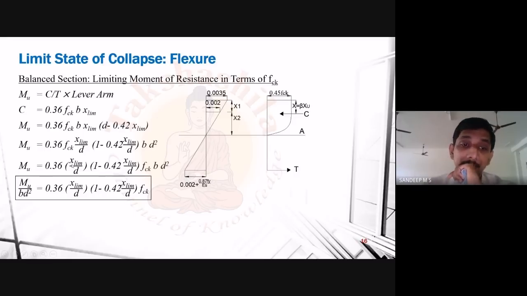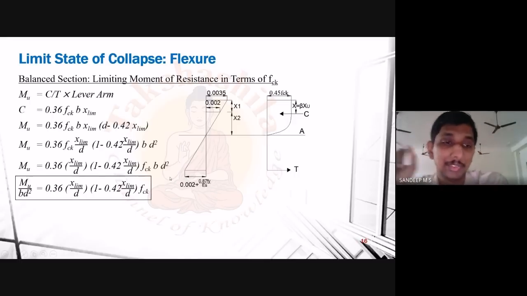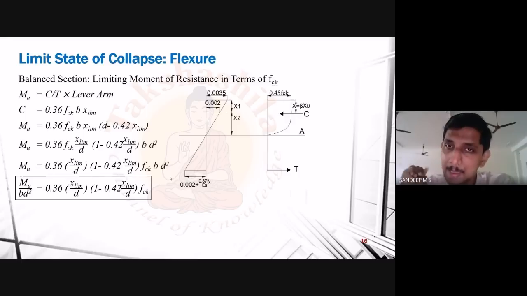So here, I am just rearranging this. I am putting this in brackets, x limit by d. I will tell you the reason for this now. So finally, I am getting the same thing as we expressed in the previous case. I am just expressing it as Mu by b d square is equal to 0.36 x limit by d into 1 minus 0.42 x limit by d into fck. This is the general expression that we use for calculation of moment of resistance in the case of a balanced section.